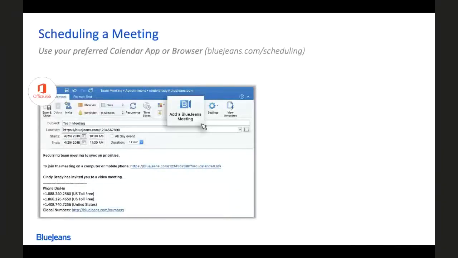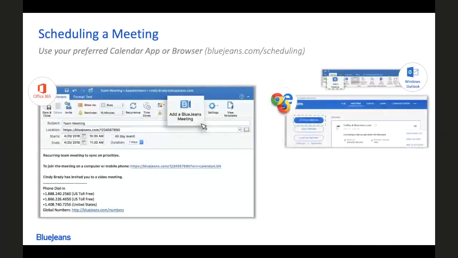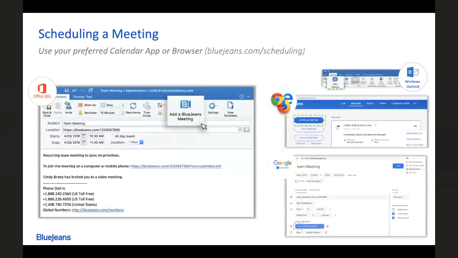The other calendar apps look very similar. The button's just in different places. So for Windows Outlook, your BlueJeans button is on the left. If you're scheduling on the browser, it's a huge blue button right at the top that says Schedule a Meeting. And if you're using the Google Calendar, your button is towards the bottom in the Event Details section.